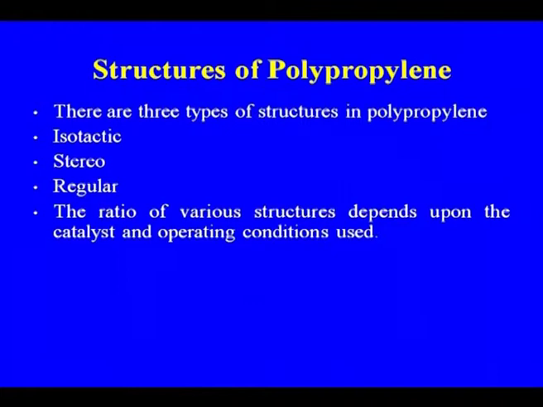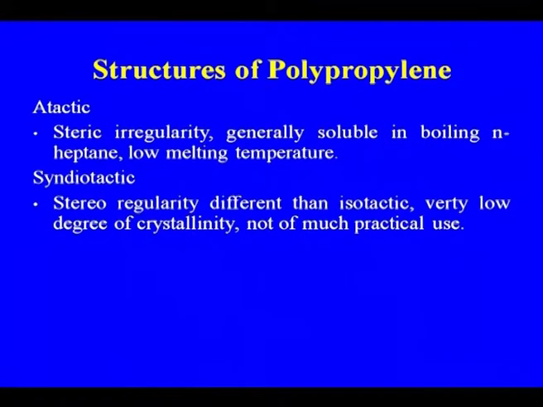There are three structures in polypropylene. The ratio of the various structures depends upon the catalyst and the operating conditions used. So already I told you, the isotactic or stereo regular, and the different types of configurations are there. The atactic is the second, and the third is the syndiotactic.